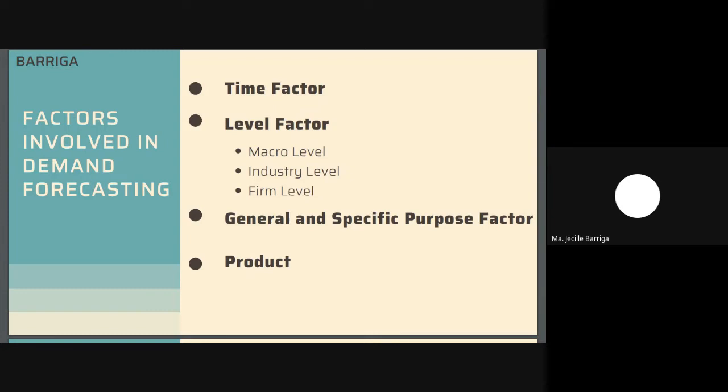The next factor is the general and specific purpose factor. So, a general forecast may be useful for the firm, but it also needs commodity forecast and sales area forecast. Another one is the product. As far as new products are concerned, methods and problems for forecasting are quite different from products already established in the market, as sales trends are known better and the competitive nature is well known. Thus, the methods and problems should be studied accordingly. Next slide, please.